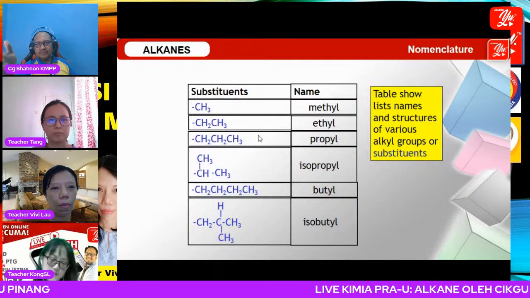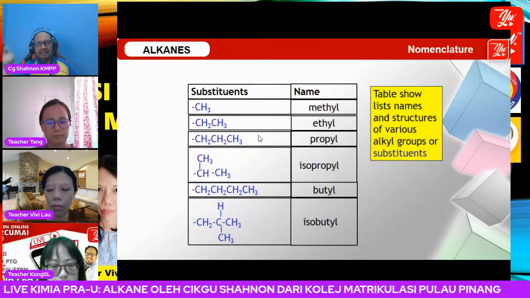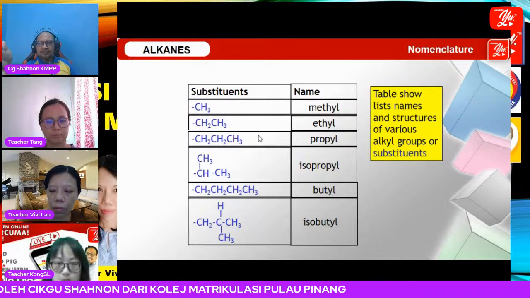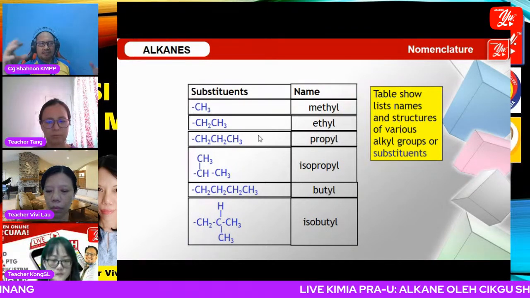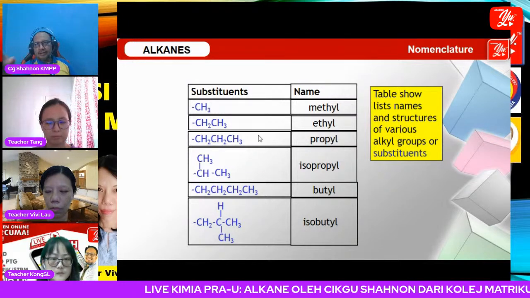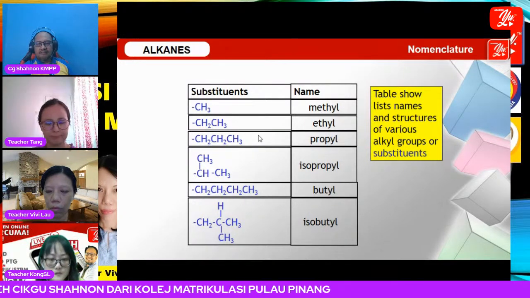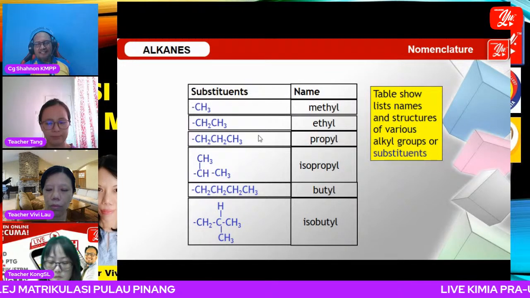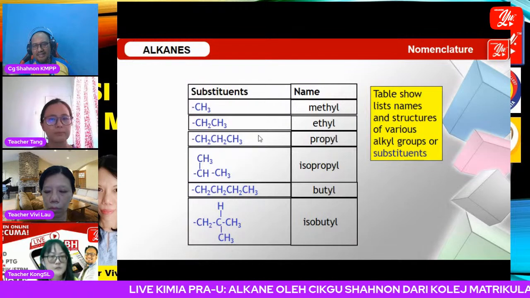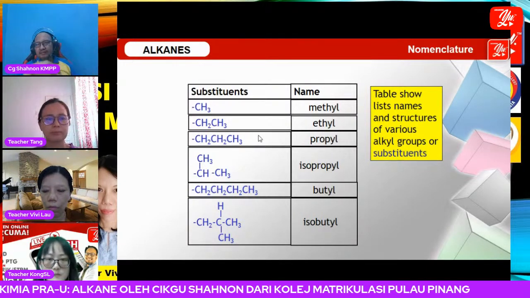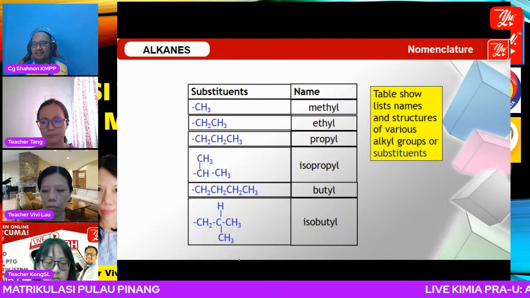So the CH3 here has a name. The name for CH3 is methyl. And for CH2CH3, the name is ethyl. Actually, methyl comes from methane. That's why we call all of them alkyl. Alkyl is from alkane. Alkyl means we remove one H of the alkane and attach it to the main chain of hydrocarbon. So that's why the name here is alkyl.